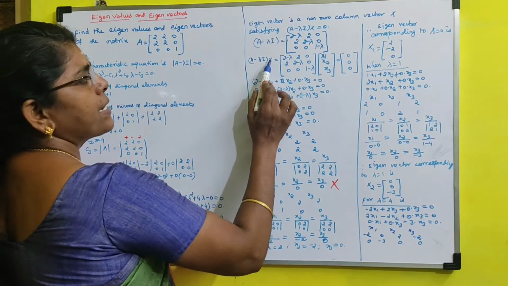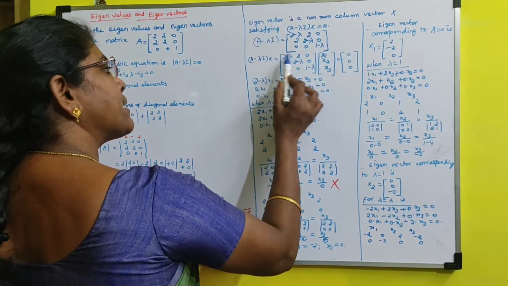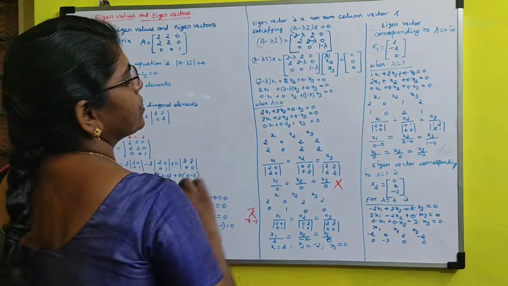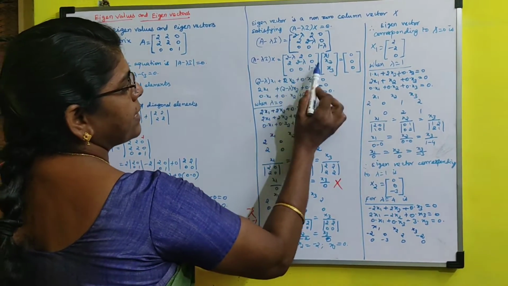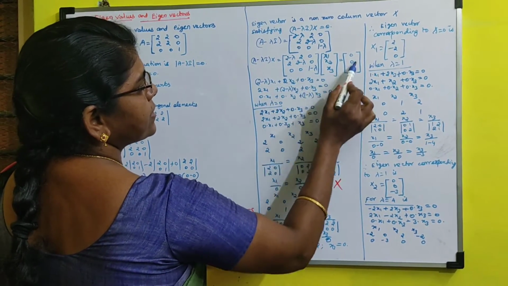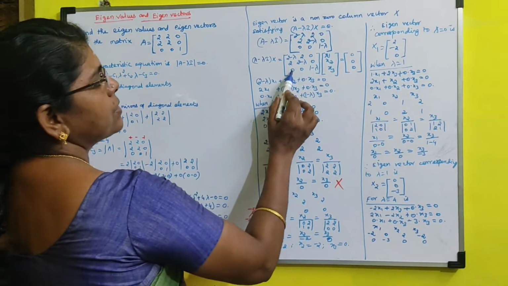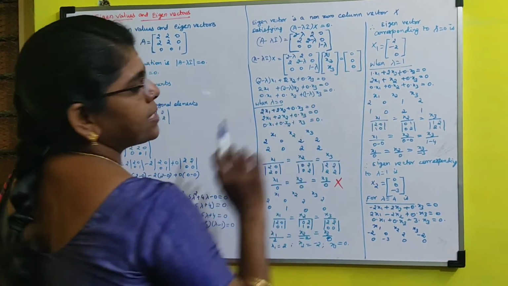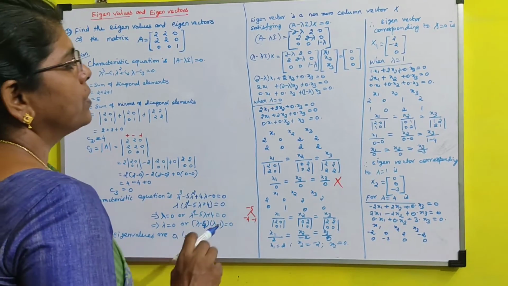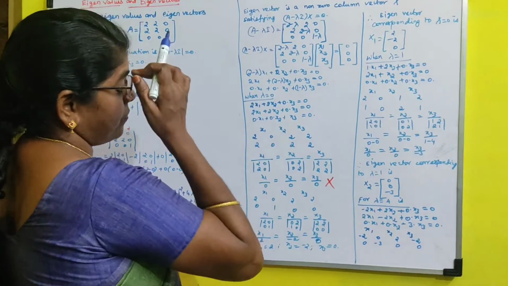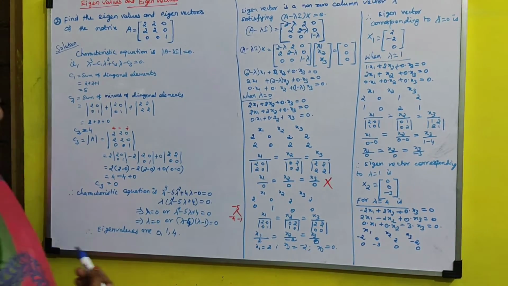Now multiply the matrix x. So 2 minus lambda x1 plus 2x2 plus 0x3 equal to 0. Second row 2x1 plus 2 minus lambda x2 plus 0x3 equal to 0. And third row 0x1 plus 0x2 plus 1 minus lambda x3 equal to 0. Now the equations will be, now let us take lambda equal to 0. First eigenvalue lambda equal to 0.